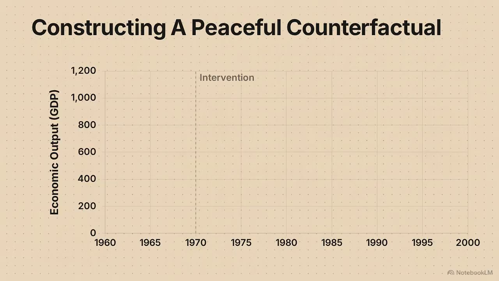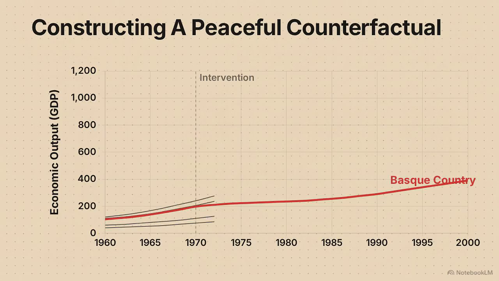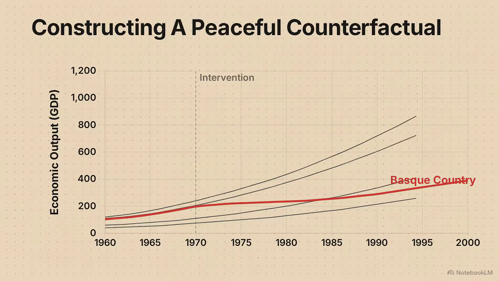This chart shows exactly how the method works. The algorithm creates a synthetic version of the Basque Country by taking a mathematical average of real, observed economies that remained peaceful. These peaceful comparison regions are called the donor pool. They blend together to form the dotted line, which becomes our hypothetical peaceful future.